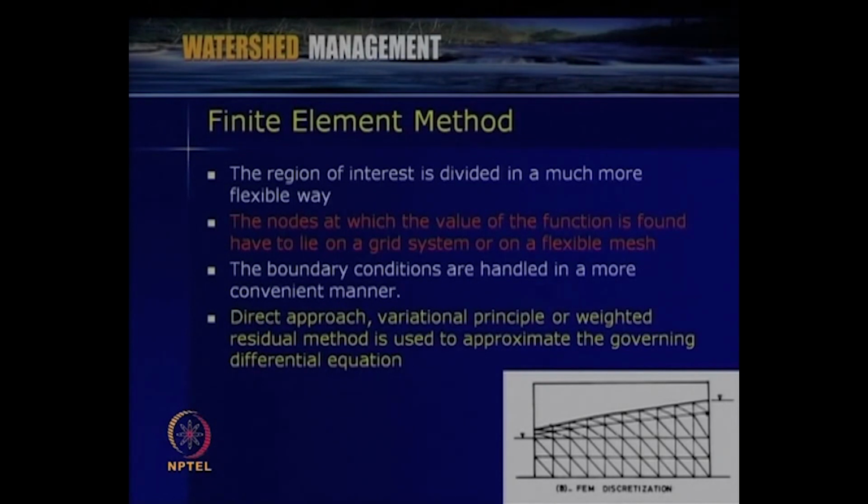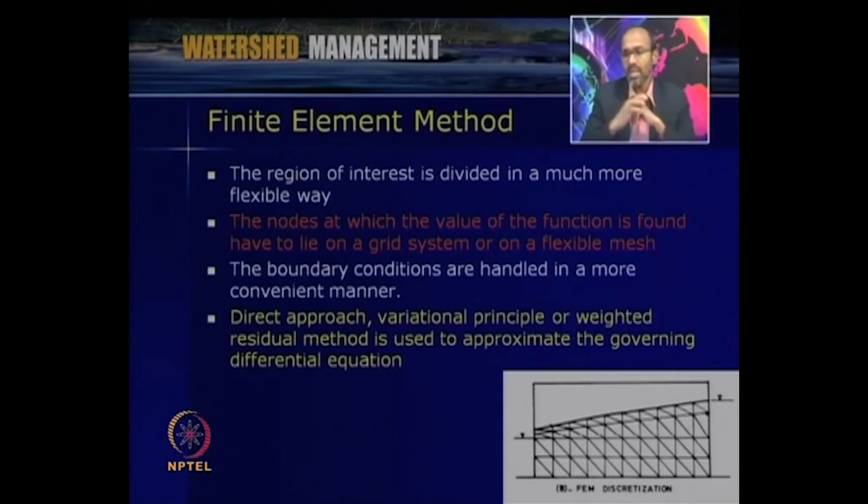Then the finite element method is another method, as we have discussed in the previous lecture. The region of interest is divided in a much more flexible way. The nodes at which the value of the function is found have to lie on a grid system or on a flexible mesh, as you can see here. Then we can use triangular or rectangular elements in 2 dimensions, or correspondingly prism elements or tetrahedrons in 3 dimensions.